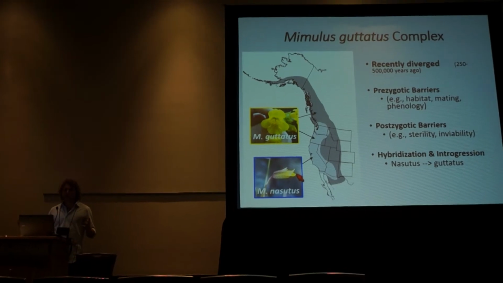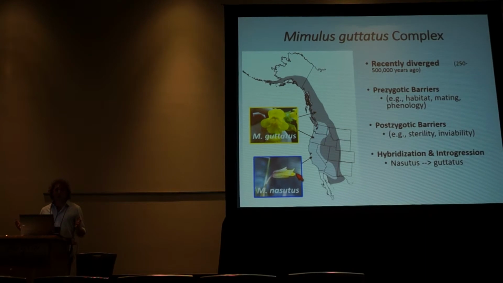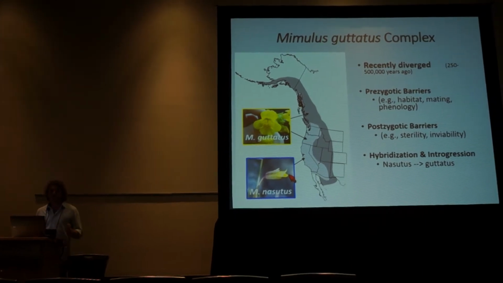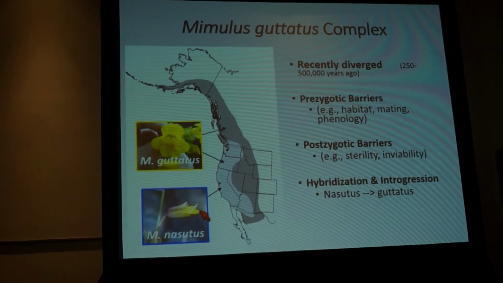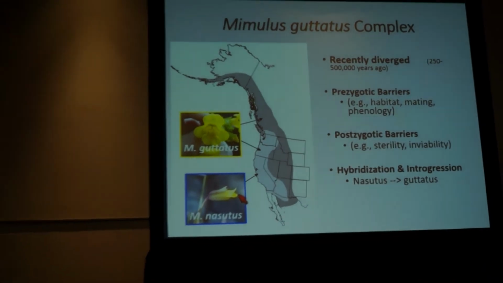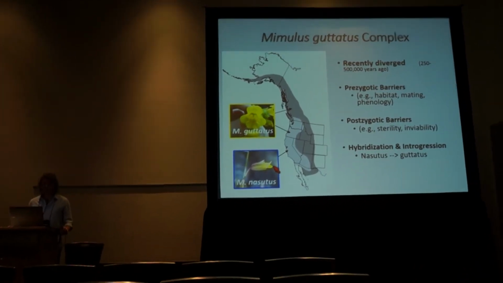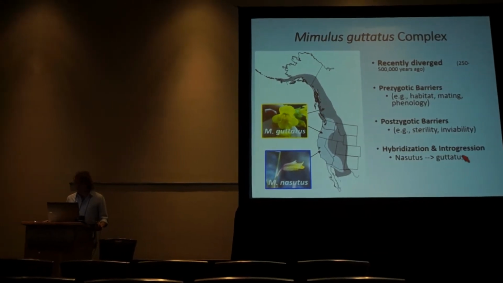Despite all these reproductive barriers, they're still in sympatric populations where you see guttatus and nasutus really close to each other. A low amount, but still an observable amount of hybridization and introgression. And introgression in this system largely goes from Mimulus nasutus to Mimulus guttatus.